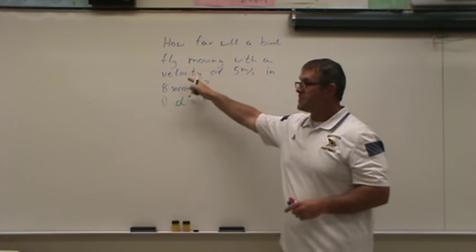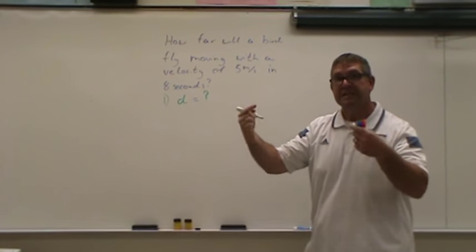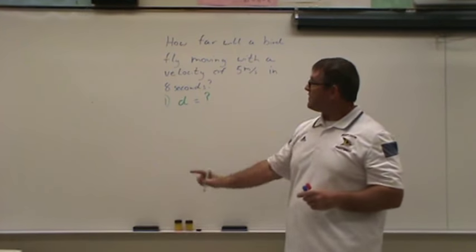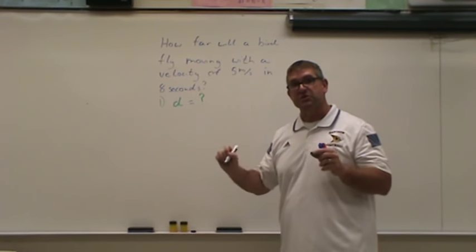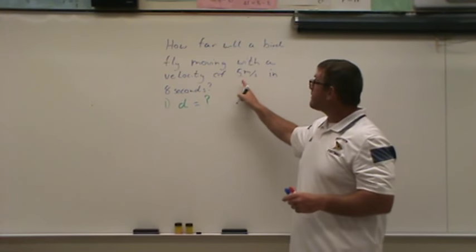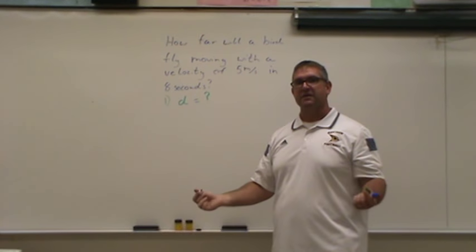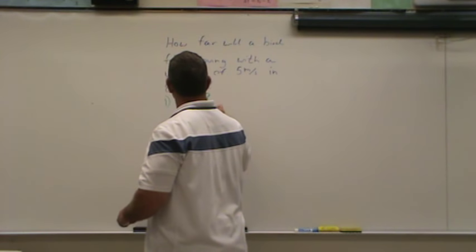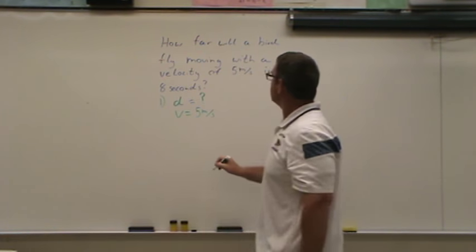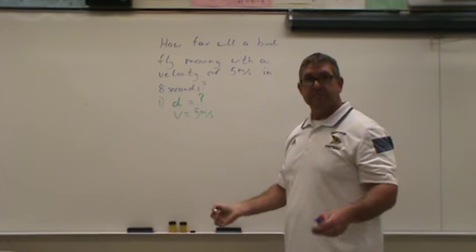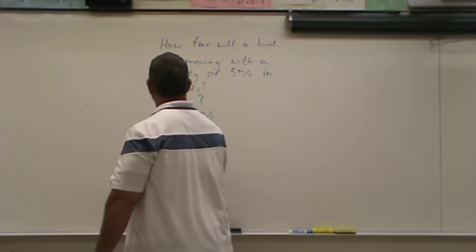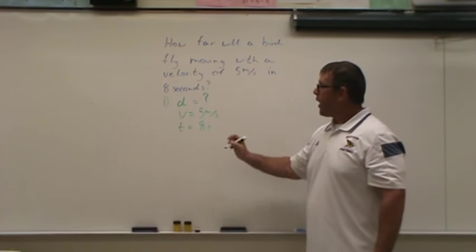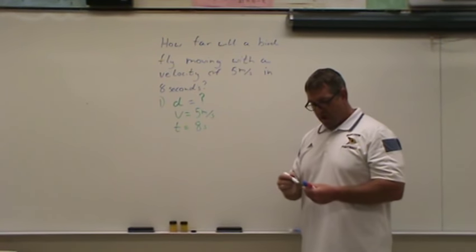With a velocity, so we're already telling you what we have, with a velocity of, and we just figured it out, 5 meters per second. Now, if I didn't say the word velocity, you could still determine that this was velocity by the units meter per second. The variable for velocity is v. Okay. In 8 seconds. 8 seconds being a measure of time, the variable for time is t. So there's step 1, what we're looking for and what we have.